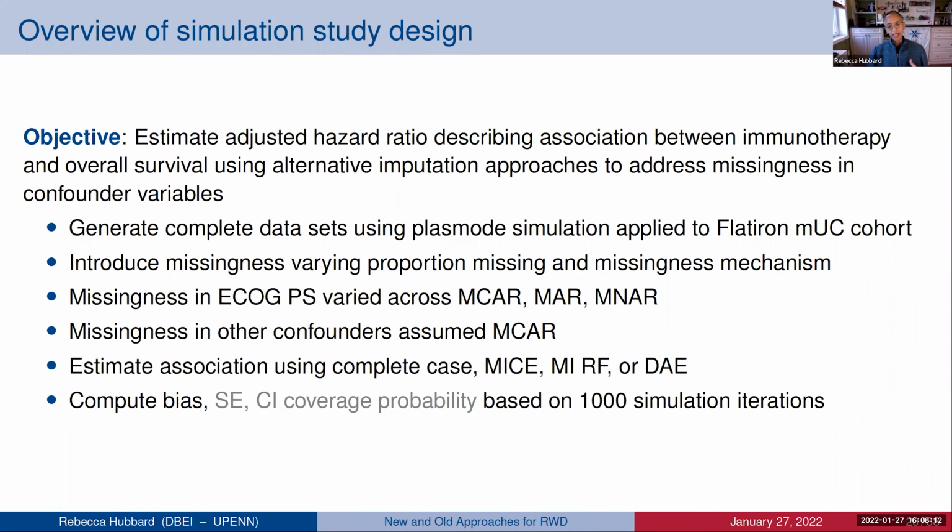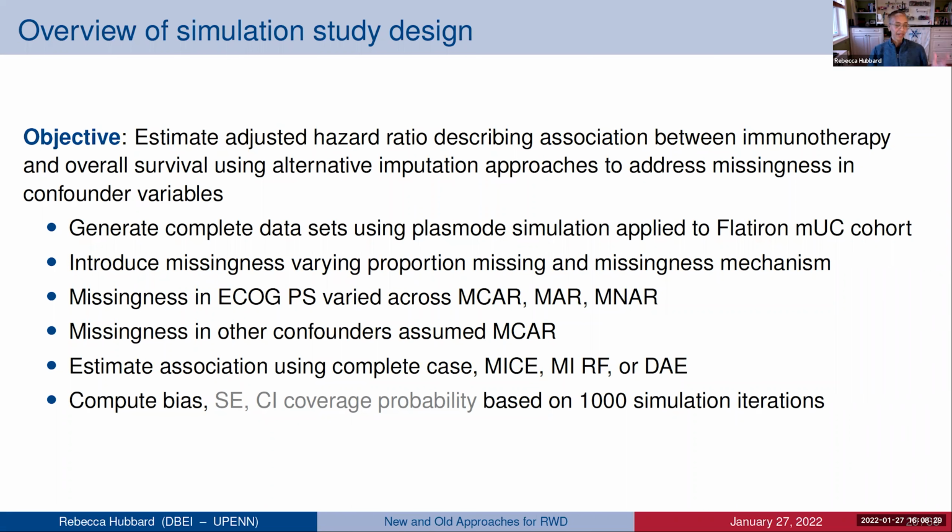We're going to repeat this process across 1,000 plasmode simulations from the metastatic urothelial carcinoma dataset. We looked at bias, standard errors to try to get a sense of the efficiency of these approaches, and also confidence interval coverage probabilities. I'm only going to show you results for bias. I may make some comments about the other ones, but I think bias is really the most interesting one.